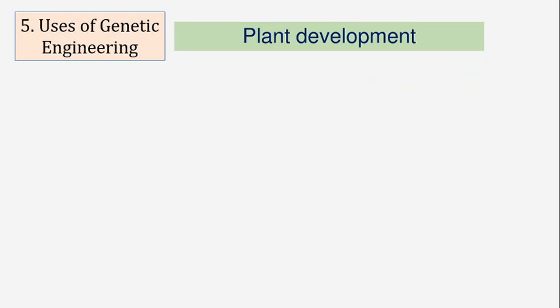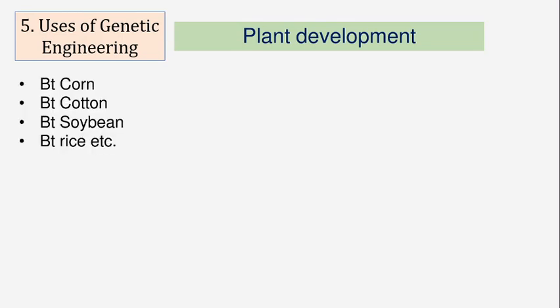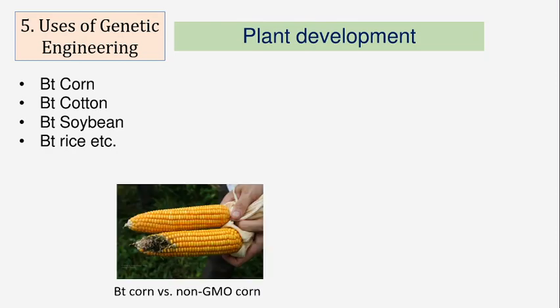Now we will learn about some uses of genetic engineering in plant development, that is, in agriculture. By genetic engineering methods, scientists have developed some varieties of corn, cotton, soybean, or rice, which are called BT corn, BT cotton, BT soybean, BT rice, etc. So why are they called BT and why are they also called transgenic? Because these organisms are genetically modified organisms.